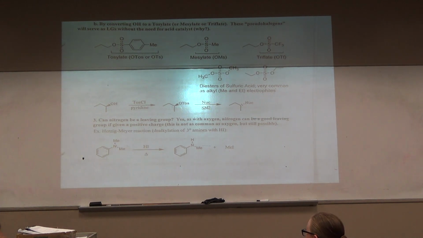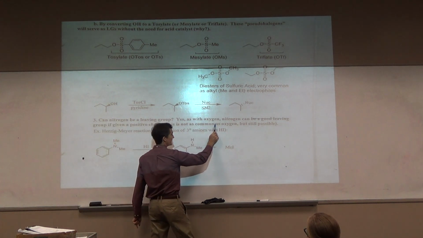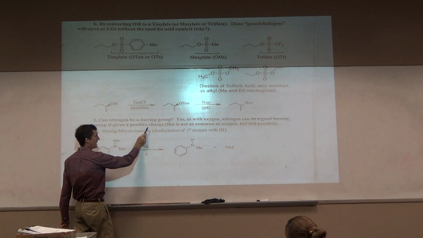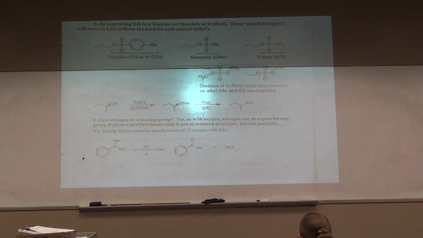Okay, 3. Well, what was 1 and 2? I think 1 was halogens and 2 was oxygen. Halogen, oxygen. What else can we talk about being a leaving group? What about nitrogen? Can it be a leaving group? Yes, but as with oxygen, only if it's given a positive charge. Nitrogen will not leave unless you give it a positive charge, like oxygen. Also, nitrogen being a leaving group is kind of less common. Oxygen is pretty common. Nitrogen, we're getting into sort of uncommon territory. But it still can happen.